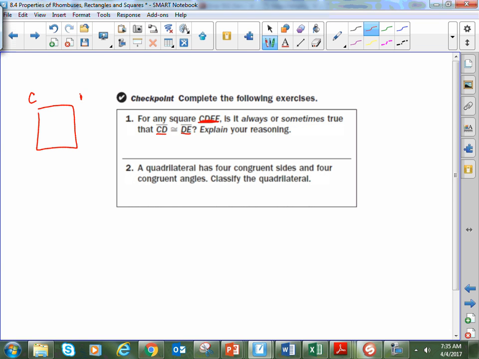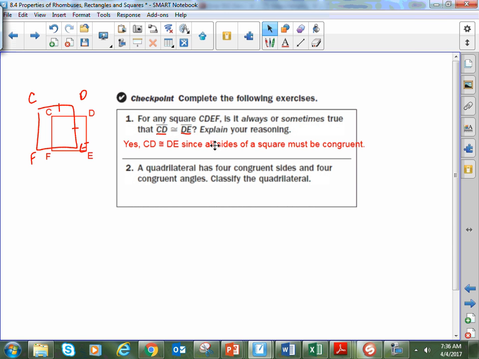So here I'm going to say CD. I covered up my letters here, I can't see what's next: C, D, E, and F. So we're looking specifically at segments CD and DE. Well, in this case, if it's a square, all four sides have to be the same, so CD and DE must always be congruent to each other. So that's what I would put here. Oh, and I forgot that I had added that diagram there.